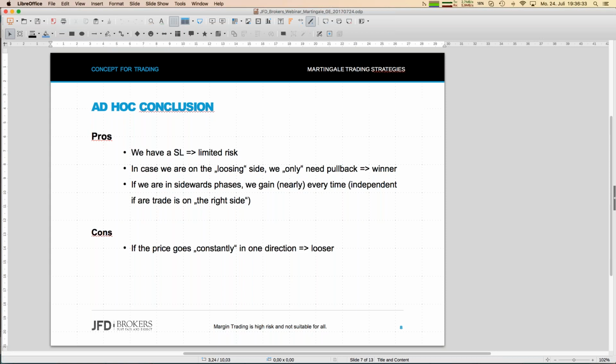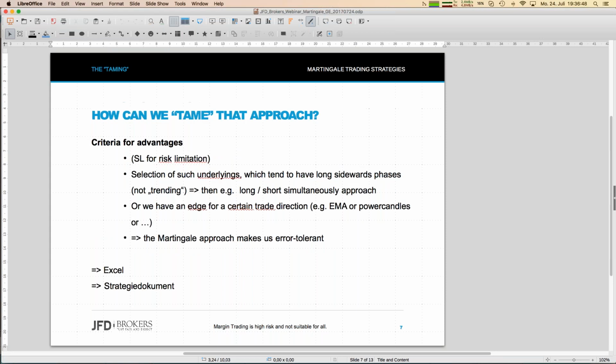Still going for the cons. If the price goes constantly in one direction, then of course we will have a loser trade. And those losing trades will happen again. We know those will happen and will always happen, but maybe not that often. Let's think about that. And now it comes to the taming of that approach. I simply call it taming because I have no better word.